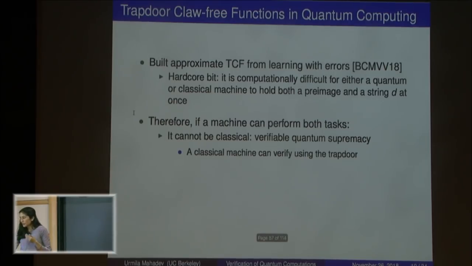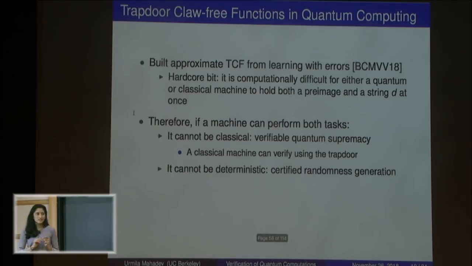And it's also a verifiable quantum supremacy proposal because it separates quantum and classical, and it's efficient to verify classically using the trapdoor. The next thing is that if a machine passes both tests, it cannot be deterministic. Because if it was a deterministic machine, then it could hold both the pre-image and the string D at once. And we use this property to generate certified randomness. So a classical verifier can use a quantum prover and this protocol to generate certifiable randomness that the verifier can actually check as random.